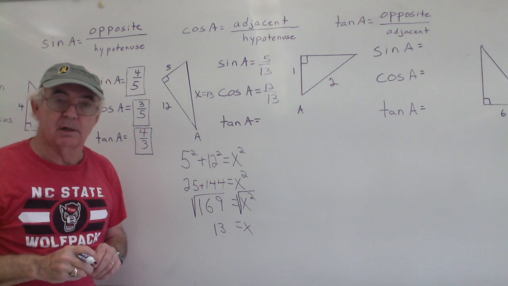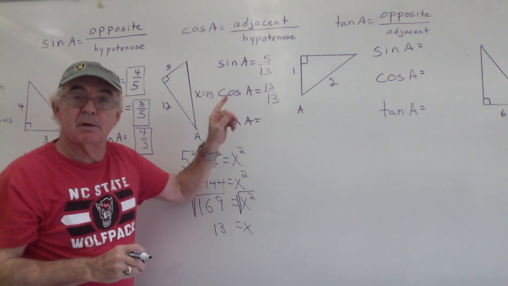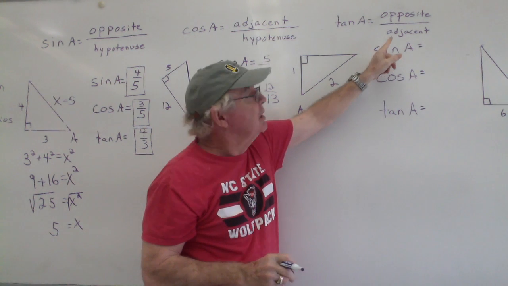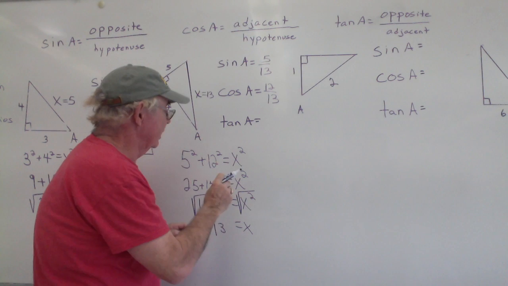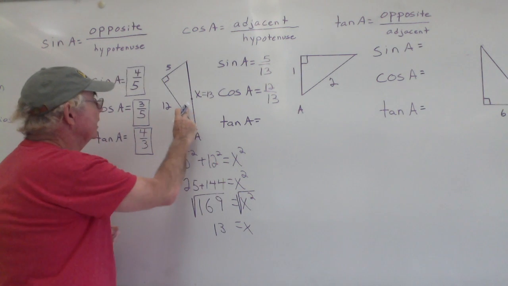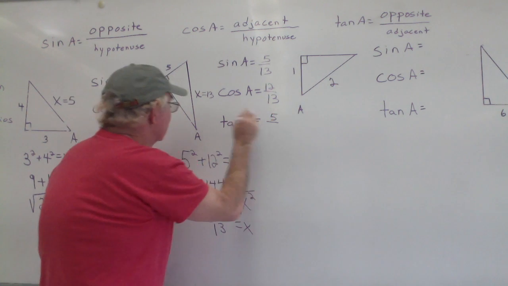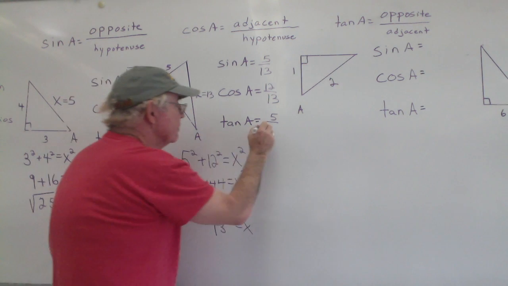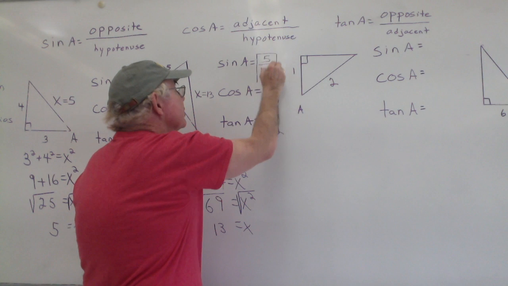And the tangent. The tangent is defined to be the opposite over the adjacent, which in this case would be the opposite side of 5 over the adjacent side of 12. And that's our 3 trigonometric ratios.